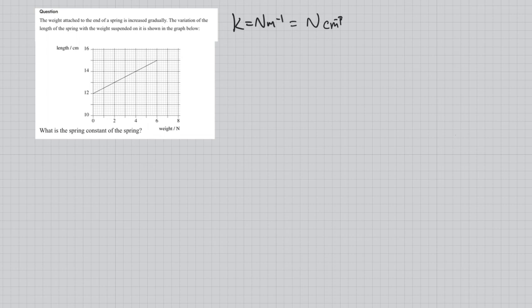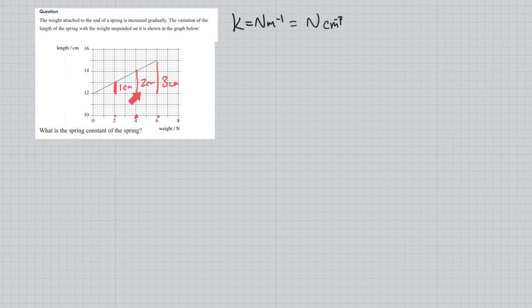So if we look at this, the natural length of the spring is 12 centimeters, right? If we don't have any weight added to it, the spring is already 12 centimeters. And so as we add weight, as we add 2 newtons, we're moving 1 centimeter. As we add 4 newtons, we're moving 2 centimeters. As we're adding 6, we are moving 3 centimeters.